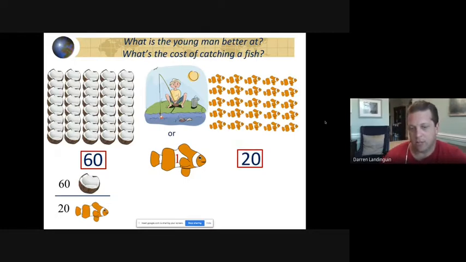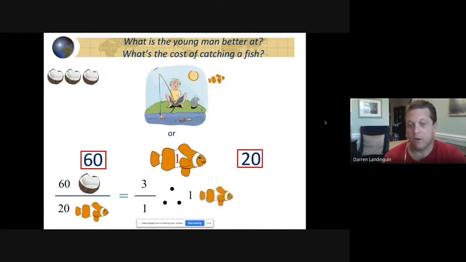And so then I'm taking that number and reducing it down to its most common form. So for every 3 coconuts, it is going to cost him 1 fish, right? It's basically saying the same thing. For every 60 coconuts he collects, it costs him 20 fish, or for every 3, it costs him 1. And so therefore, for every 3 coconuts, it costs him 1 fish, or 1 fish costs him 3 coconuts. It's either way you want to look at that.